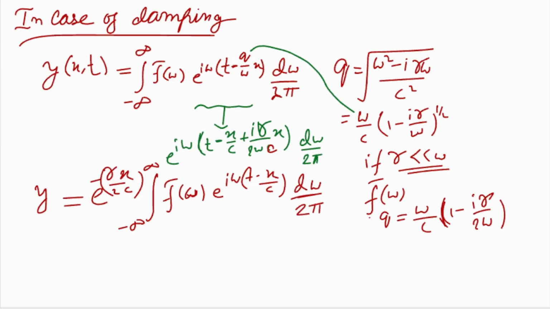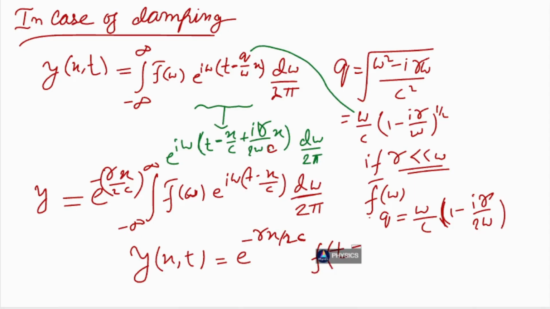This is not too tilted but 2 pi. Yeah. So that's it. This is what we wanted. And if we do this, it is actually in the form of Fourier inverse. So we get y as a function of x and t to be e to the power minus omega x over 2c times f of t minus x over c.